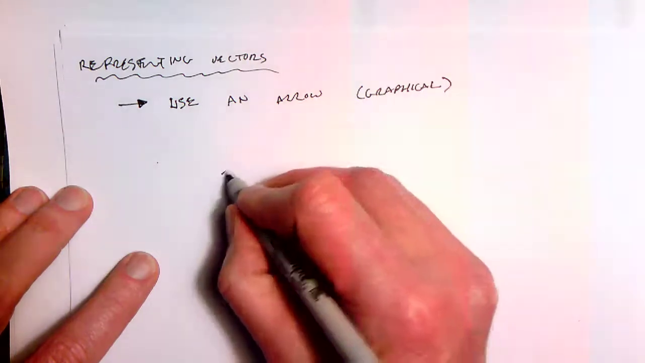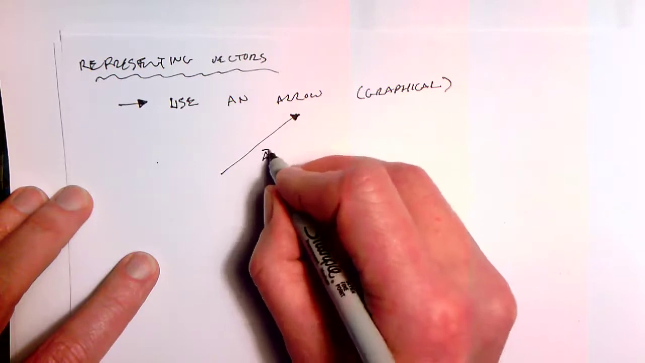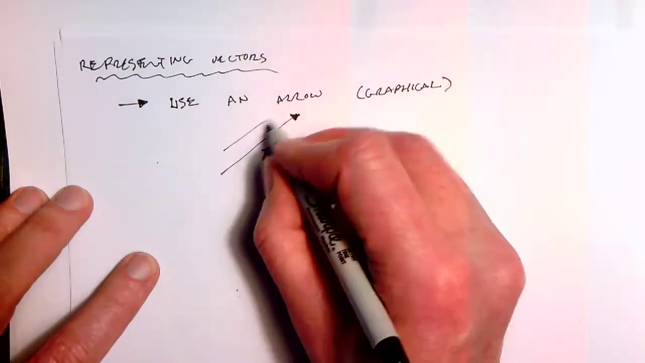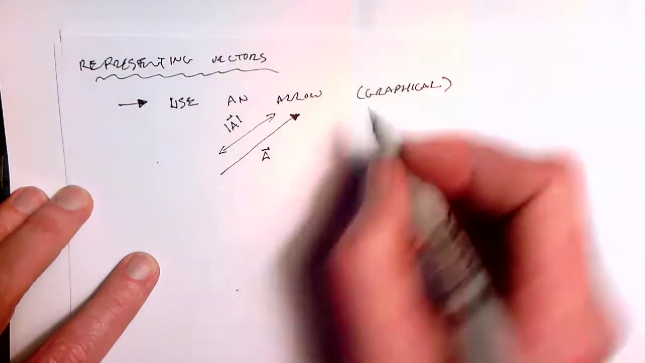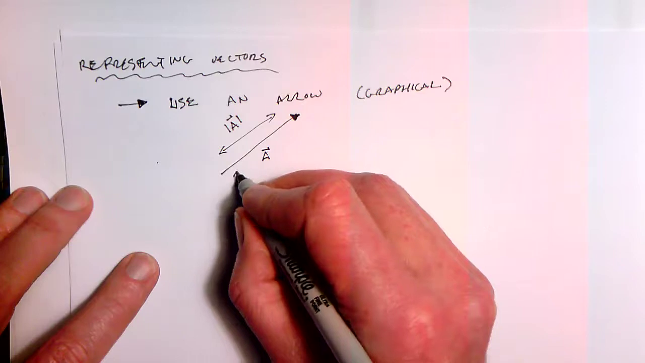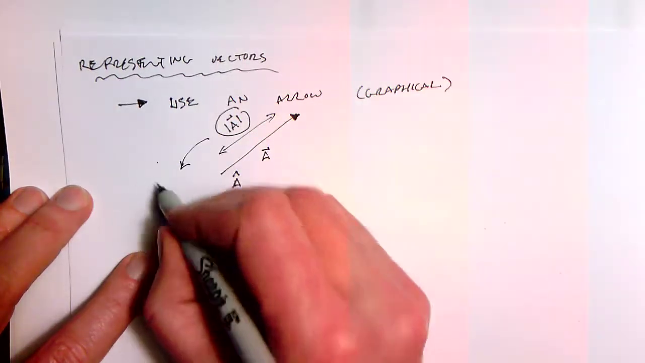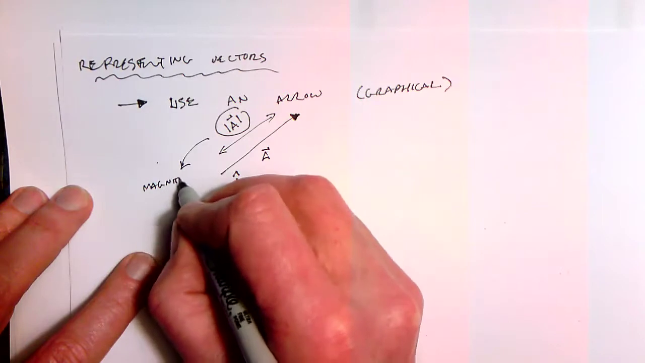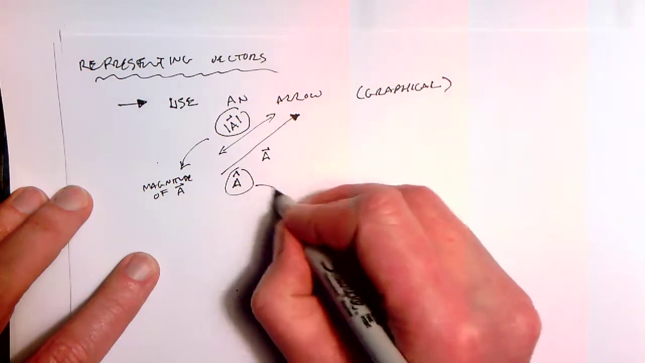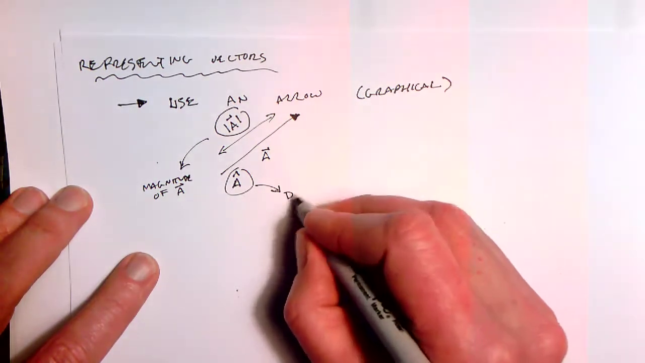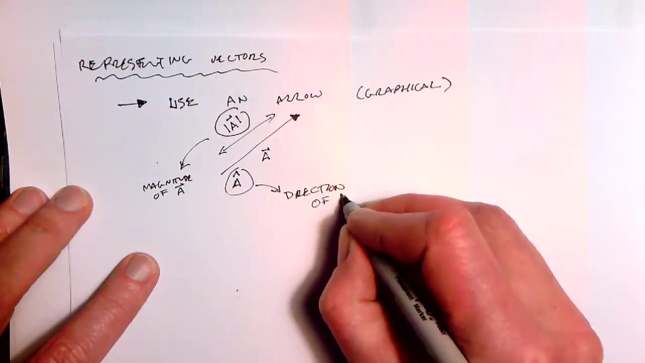So if I wanted to talk about the vector A, right, I could draw the vector A, and the length of the vector would be the magnitude of A, and the direction it was pointing in would be the direction of A, which I would denote each of those things with A with absolute value around it. That's the magnitude of the vector A. And A with a hat over it is a unit vector in the direction of A. It's the direction of A.